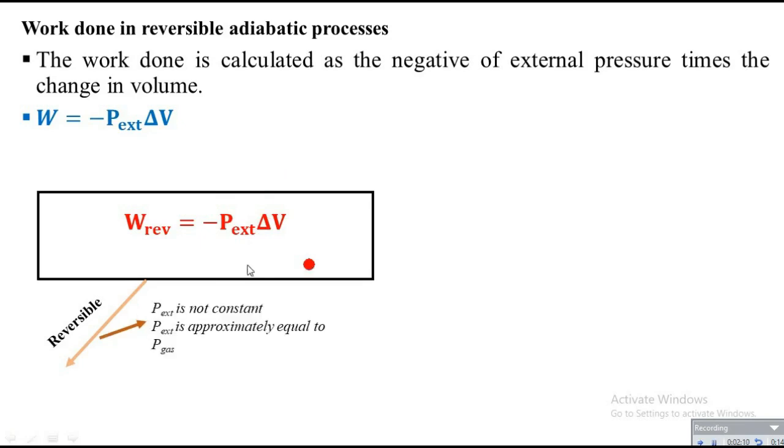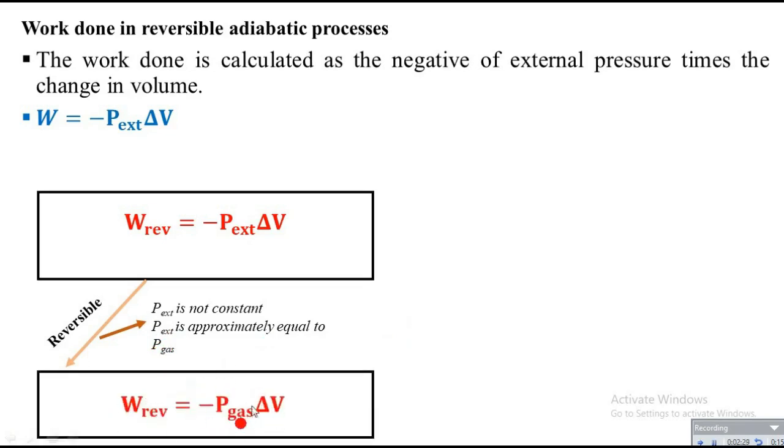So we have seen that the external pressure is not constant in a reversible adiabatic process. The external pressure is approximately equal to the pressure of the gas. That is the reason why, in the calculation for a reversible process, we use the pressure of the gas rather than the external pressure, because the external pressure is not constant and is approximately equal to the pressure of the gas. So the work done in a reversible process is equal to minus the pressure of the gas times the change in volume.